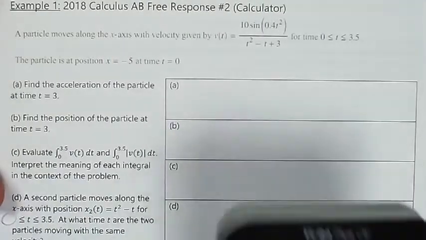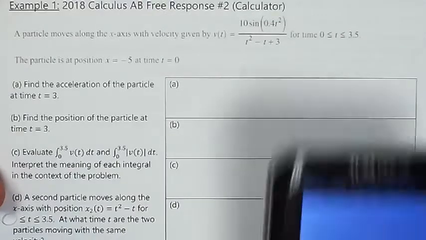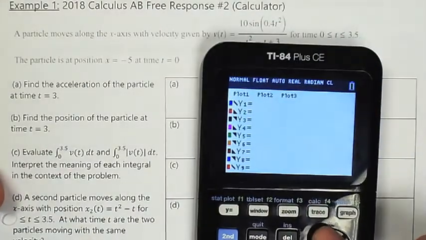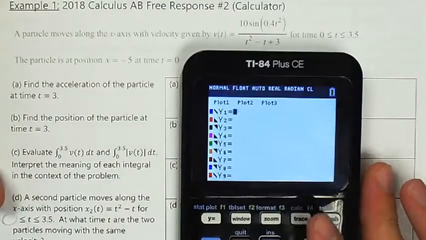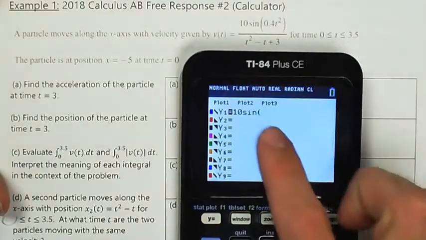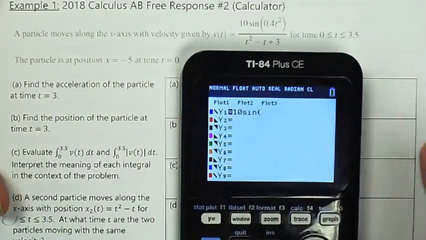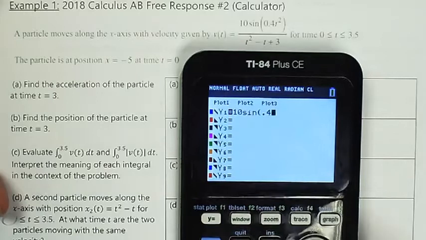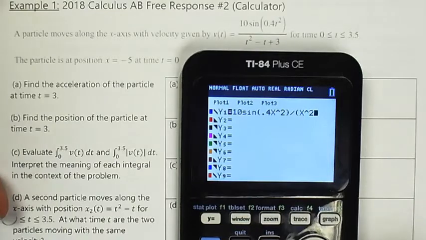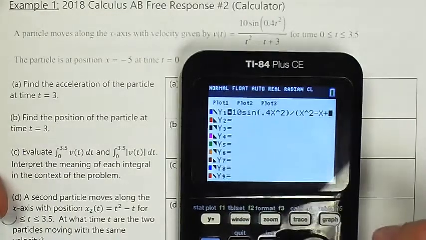Well, the thing is, if I'm going to be using this a couple of different times, I'm going to need to plug that into y1. And so it looks like I was doing some other type of velocity scenarios earlier. So 10 times the sine, and as soon as you hit that sine button, you need to make sure you're in radian mode. Just throwing that out there. Of 0.4x squared, divided by x squared minus x plus 3.